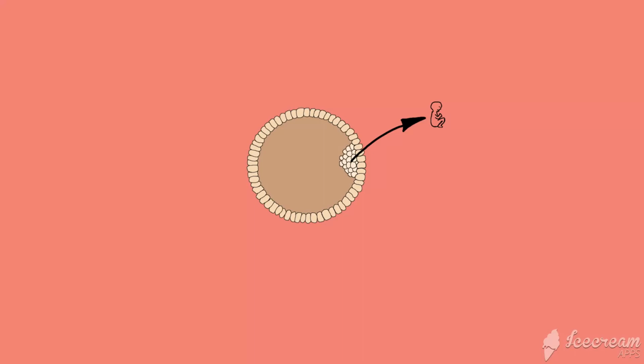Inside the morula, a cavity forms, and the cells on the inside will later form the baby. Now, this ball of cells is called a blastocyst. This blastocyst will implant in the mother's uterus, where it will grow and stay until the baby is ready to be born.